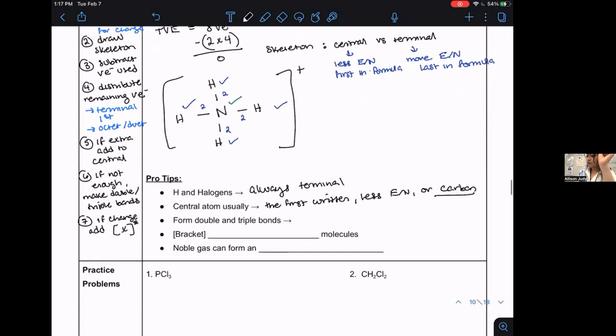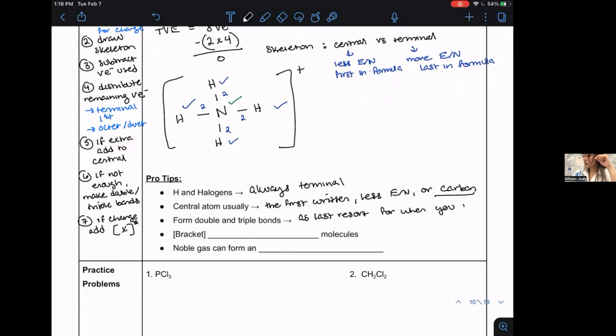When you form double and triple bonds, because at some point you'll need to form double and triple bonds. We all know that molecules like that exist. That only occurs as a last resort, for when you are lacking electrons to distribute.